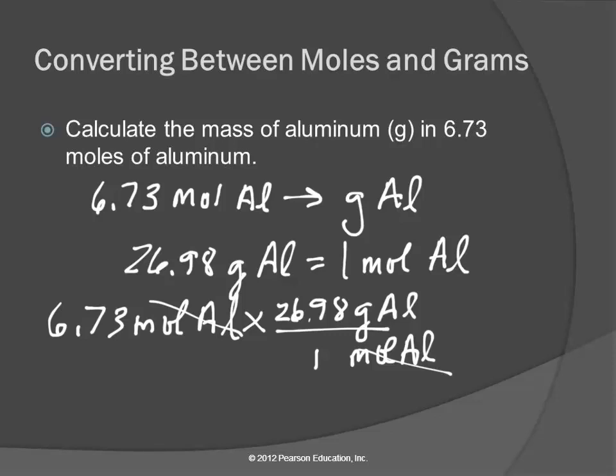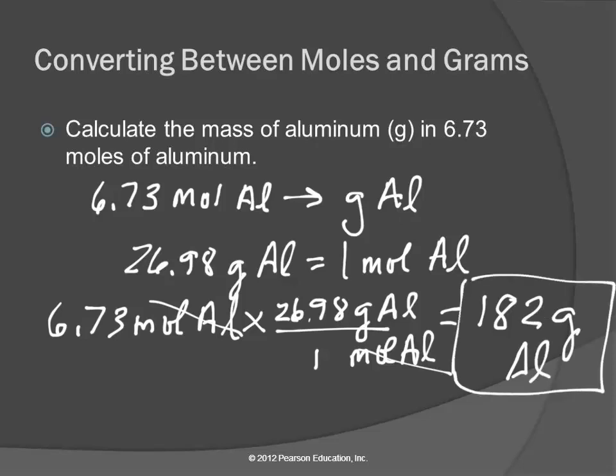6.73 times 26.98. Calculator malfunction. Or maybe it's user error. How many significant figures should our answer have there? 3. Equals, so I get 182 grams of aluminum. Anybody else get that? Yesterday in my other class I kept making mistakes, and they caught me, which was good. Any questions?